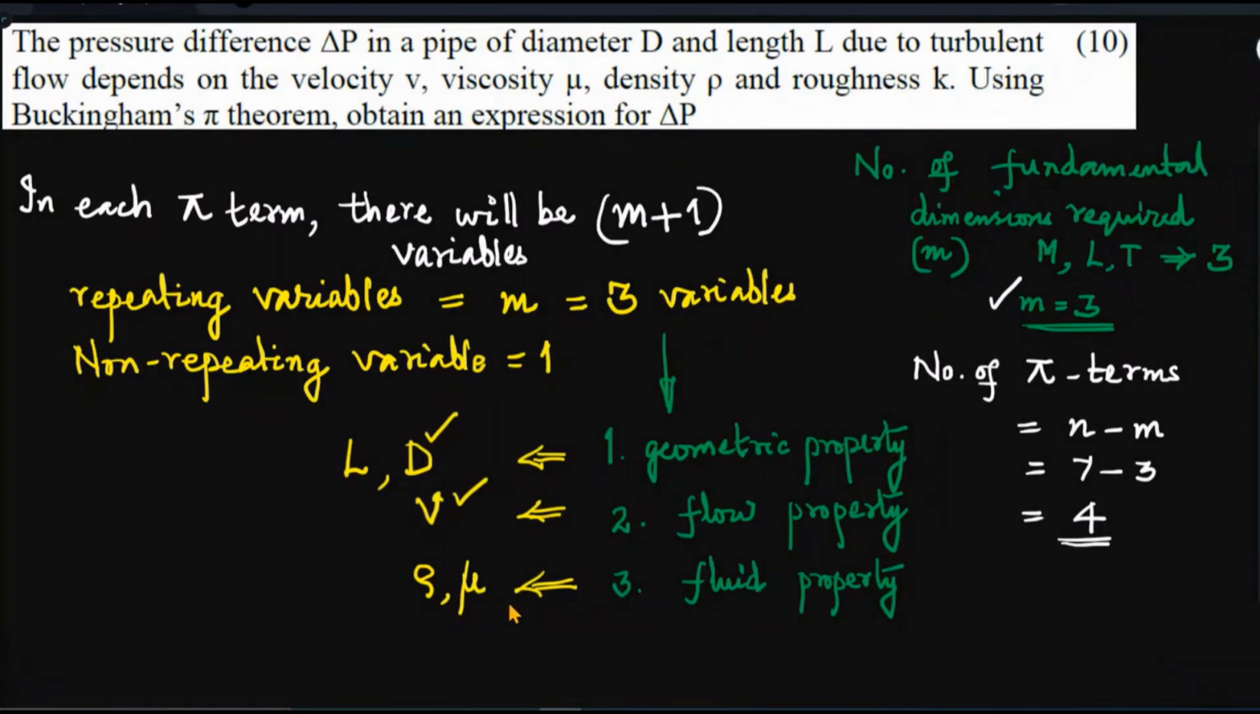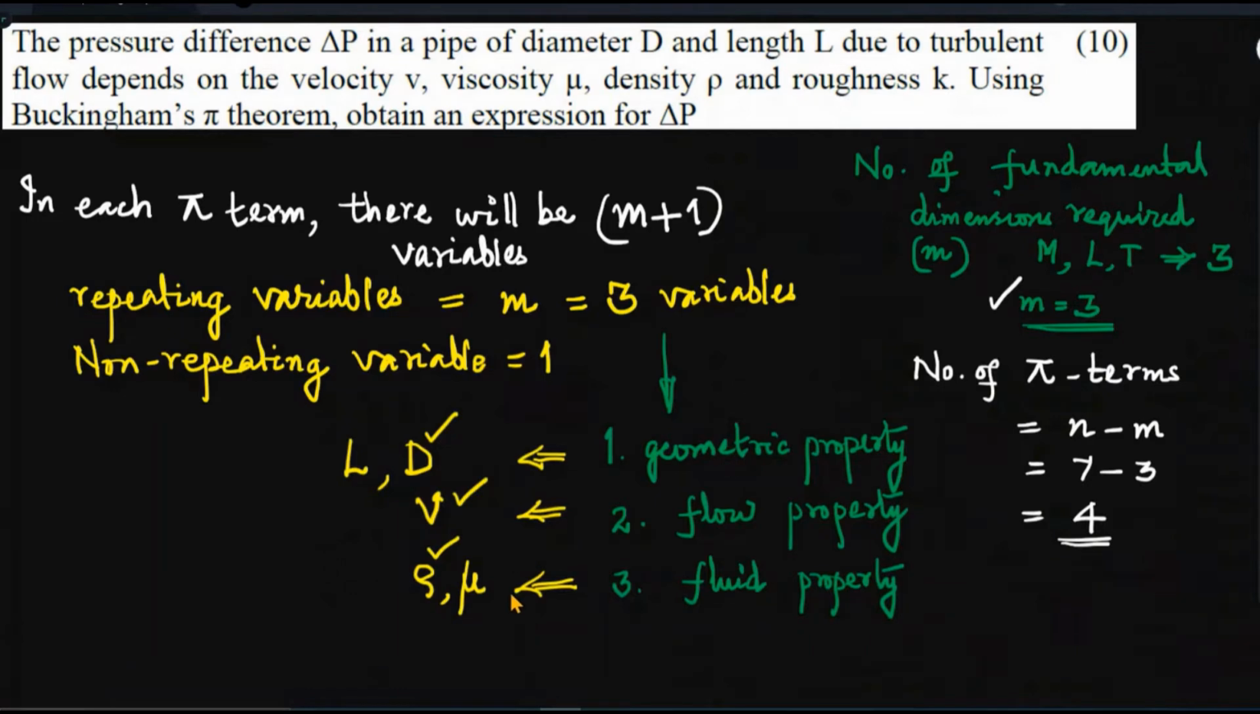And one more important thing: while choosing repeating variables, normally we will not choose the dependent variable. So here the dependent variable is the pressure drop. So delta P will not be considered, because we will try to avoid the dependent variable while selecting the repeating variables in the pi term. So out of rho and mu, which one can you take? See here, it's not the case of viscous flow. It's a generalized flow situation where the density is more prominent than the viscosity.